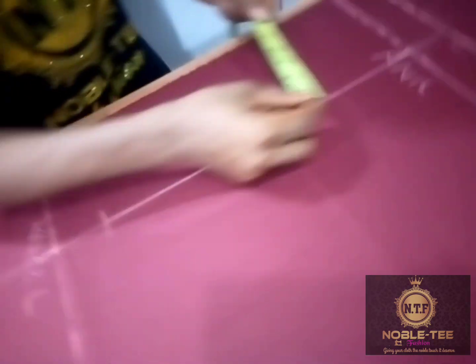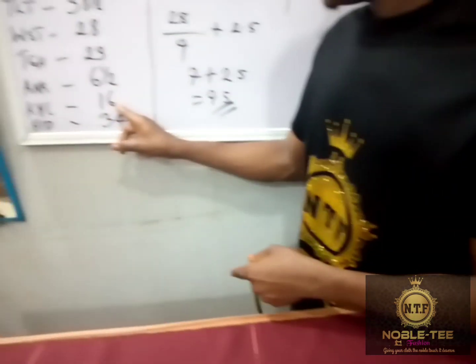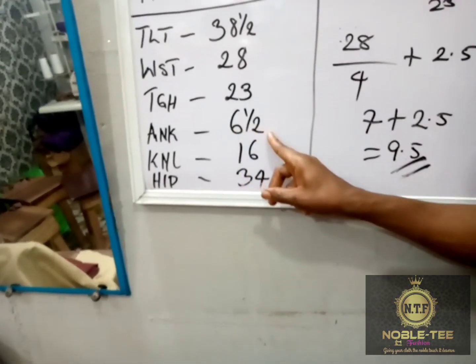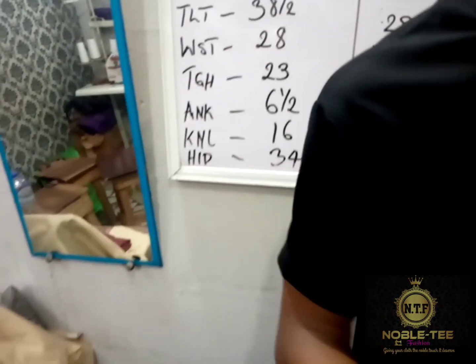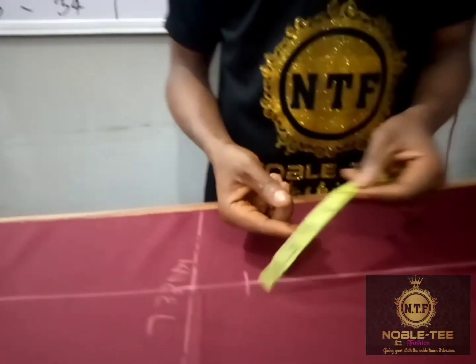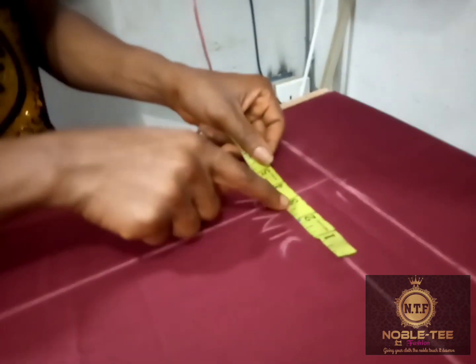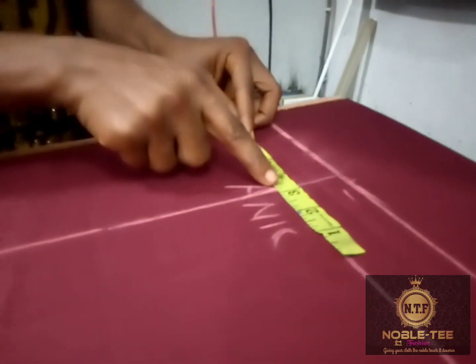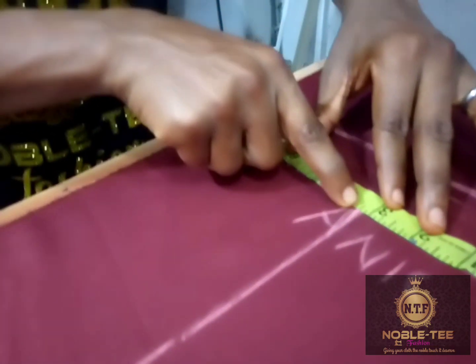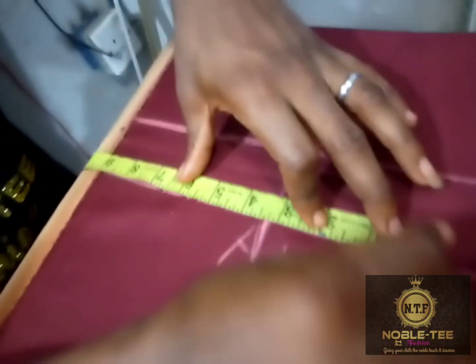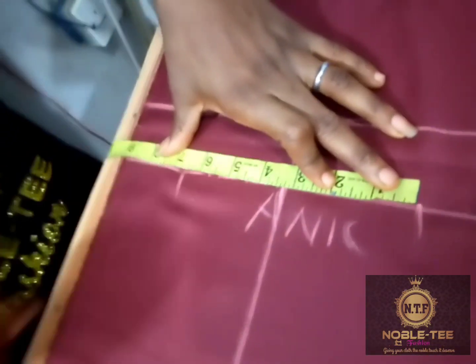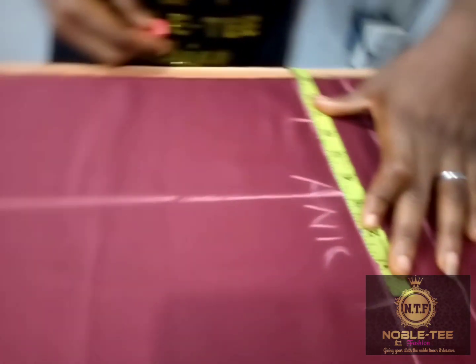So now the next thing is to get our ankle, which is a 6.5. So now 6.5 divided by 2 will give us 3.2. So I'm placing my tape rule at 3.2 here now. So chalking here, marking a 3.5 here as well.